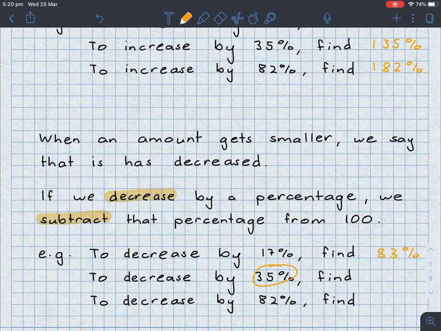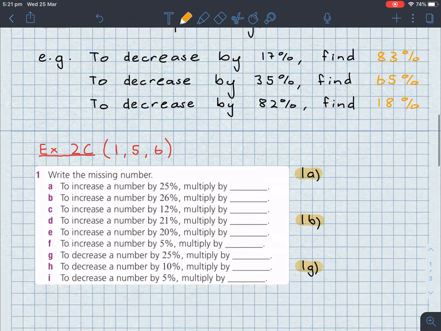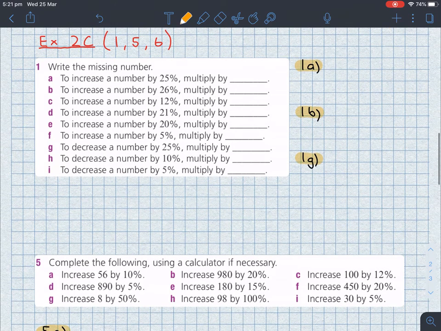If we're decreasing by 35, 100 minus 35 is 65%. So that's what we're left with. And then if we decrease by 82%, 100 minus 82 leaves us with 18%. So for an increase question, we plus that amount onto 100. For a decrease question, we minus that amount from 100. So let's look at where we actually use this. We're going to do some questions from exercise 2C.